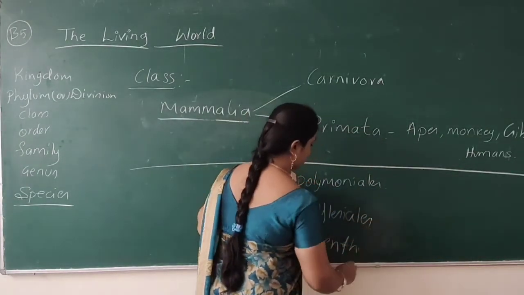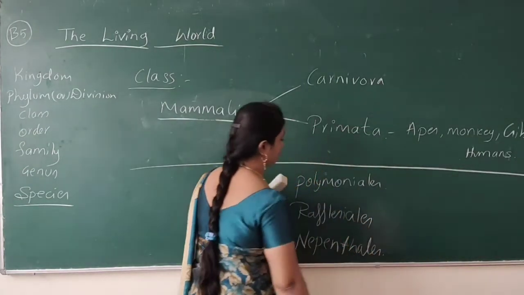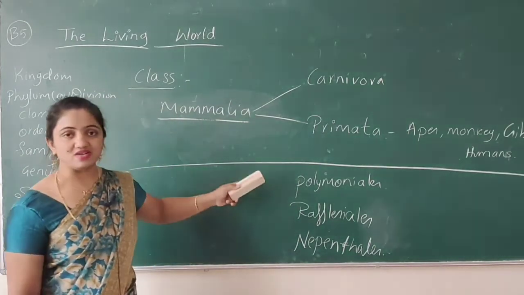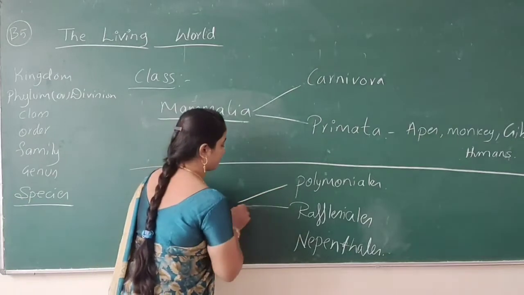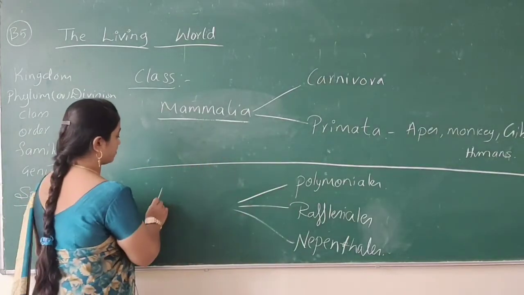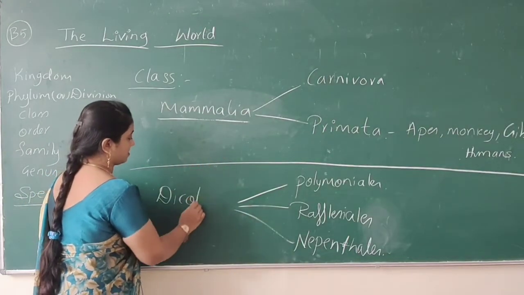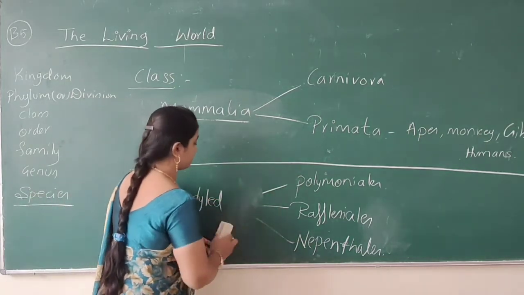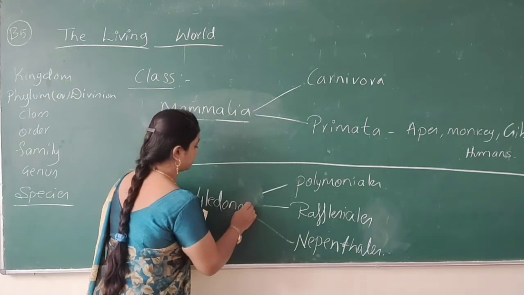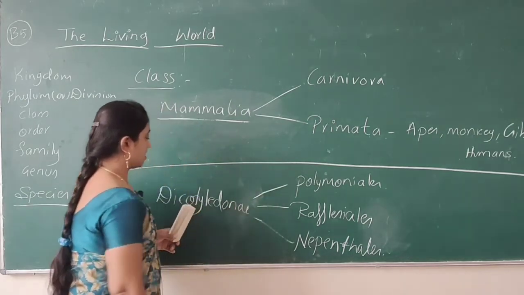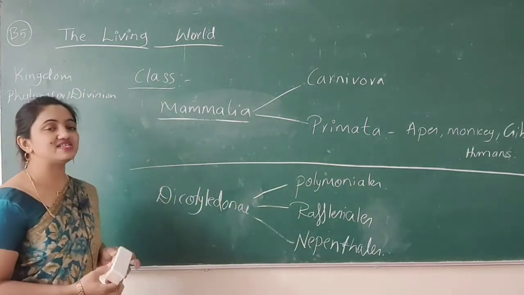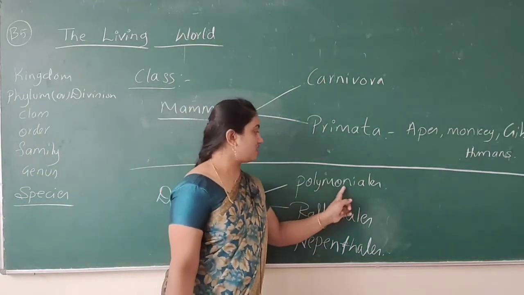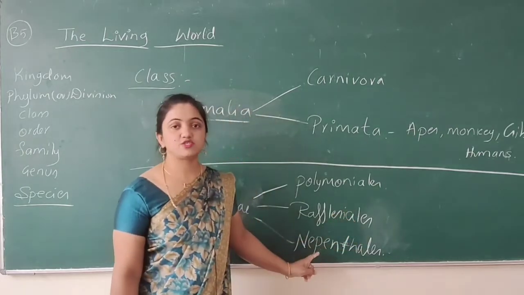Rafflesialis, Nepenthalis. So these orders come under the same class. What is that? The class name is Dicotyledonae. What is the similar character which is present in all these species?